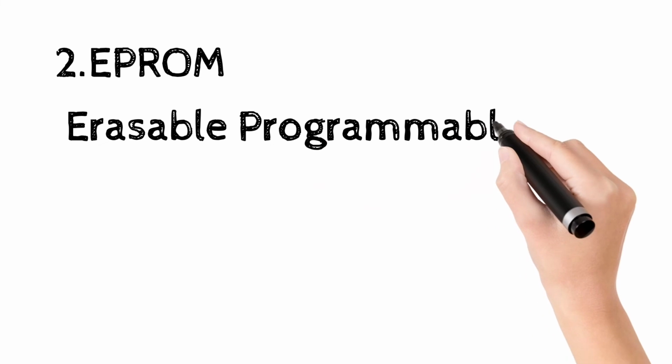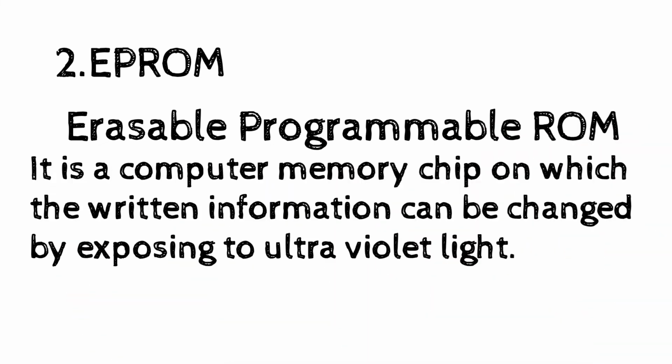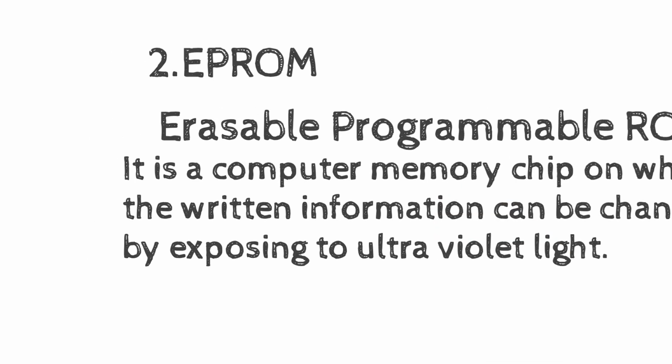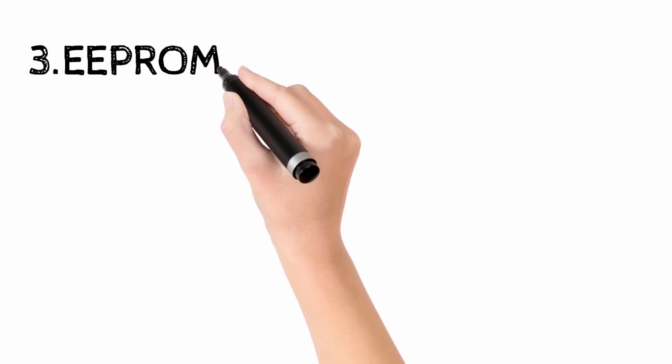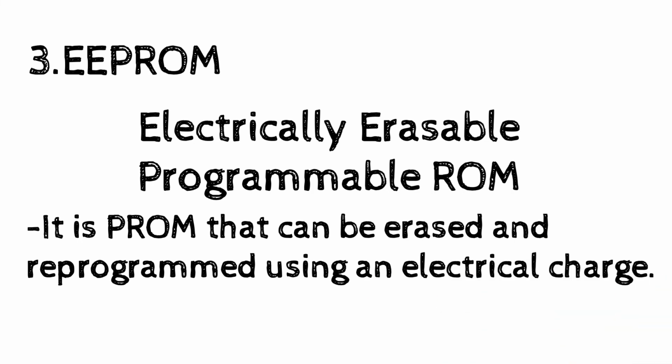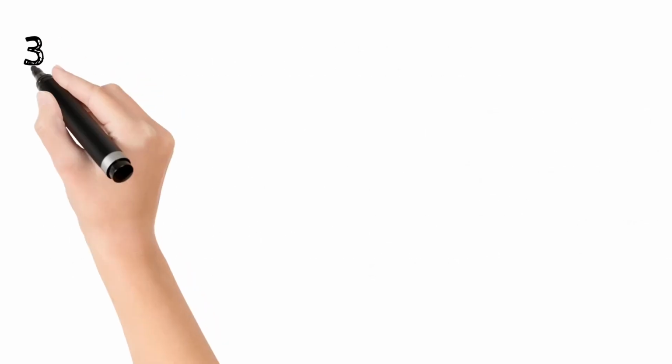EPROM, erasable programmable ROM. It is a computer memory chip on which the written information can be changed by exposing to ultraviolet light. It is just like a small glass circle that exposes the chip that can be reprogrammed. EEPROM, electrically erasable programmable ROM. It is a PROM that can be erased and reprogrammed using an electrical charge. Here only selected portions are erased.